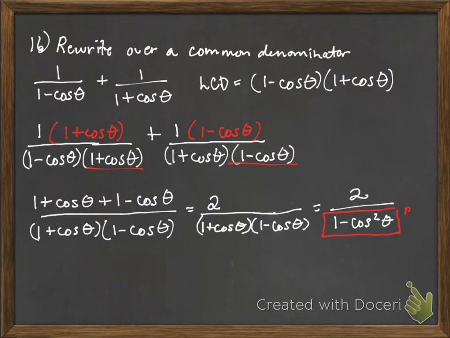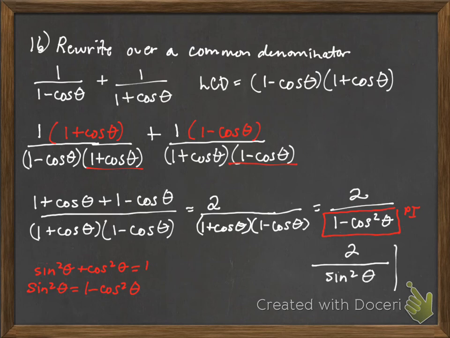the Pythagorean identity. Just as a reminder, sine squared theta plus cosine squared theta equals 1. So if you get sine squared theta by itself, I get 1 minus cosine squared theta. So what I'm going to do is substitute in wherever I see 1 minus cosine squared theta with sine squared theta. And there's your answer. So that was a free response, so the answer is 2 over sine squared theta.